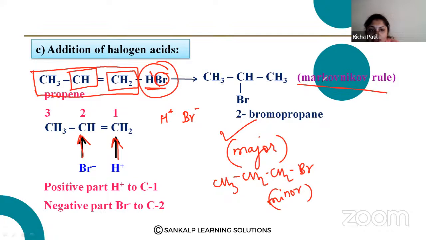So Markovnikov's rule states what? Whenever you have an unsymmetrical alkene, across the double bond, the negative part of the halogen acid will be added to the carbon having the least number of hydrogen atoms. So this is your Markovnikov's rule.